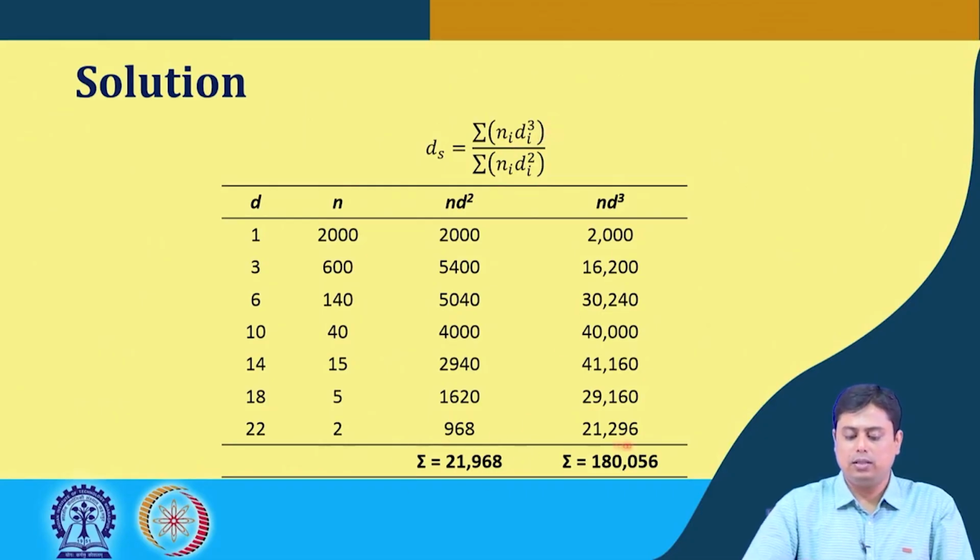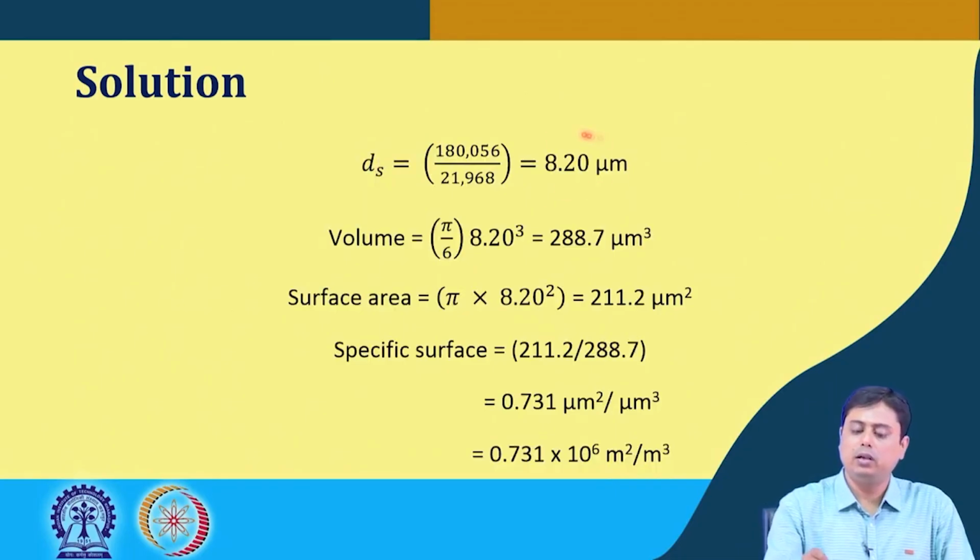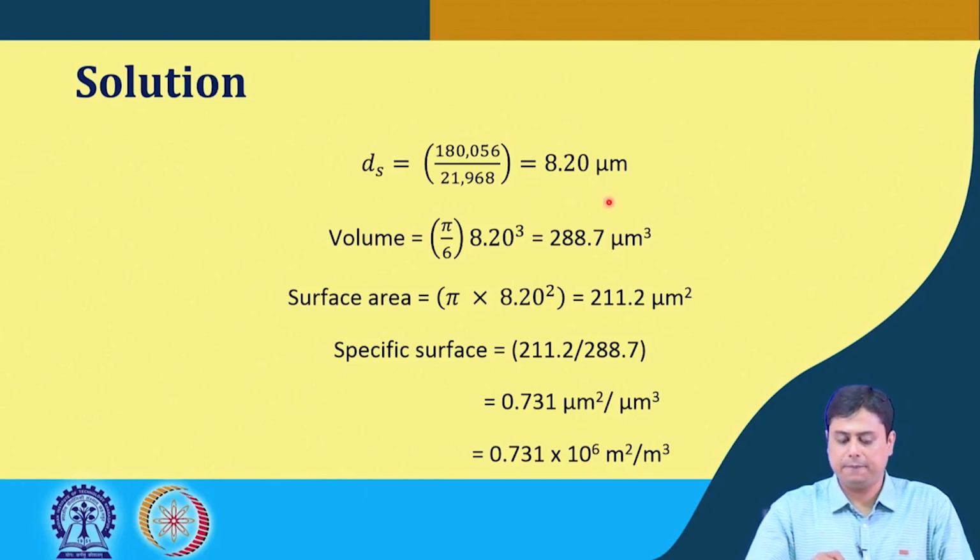So the summation of the fourth column and the third column, the ratio of these two, gives us the surface mean diameter. This overall value of 180,056 and 21,968, this ratio gives us the value of ds. So ds comes out to be 8.2 micron. This is the surface mean diameter.